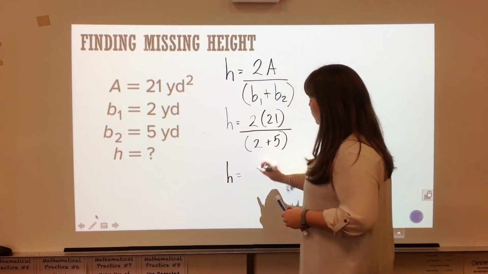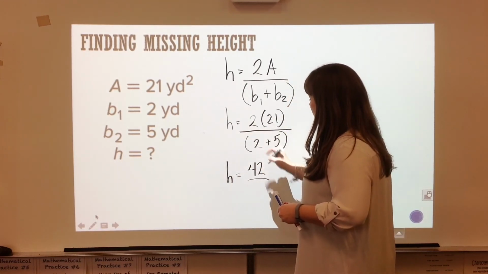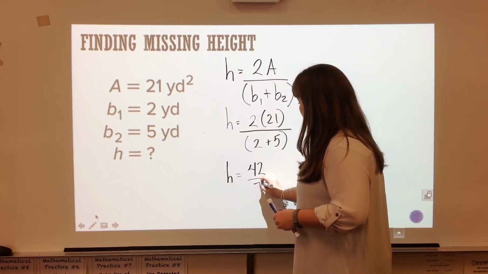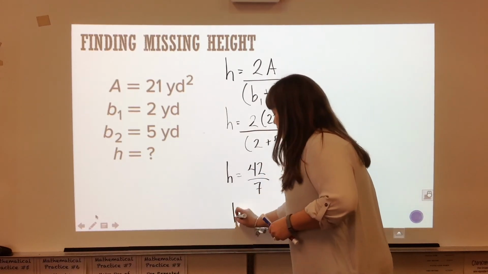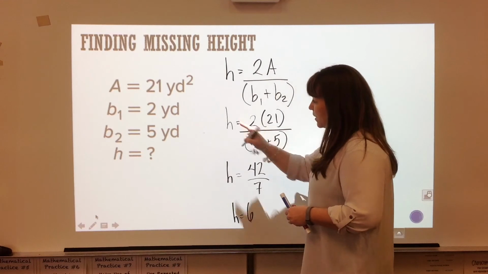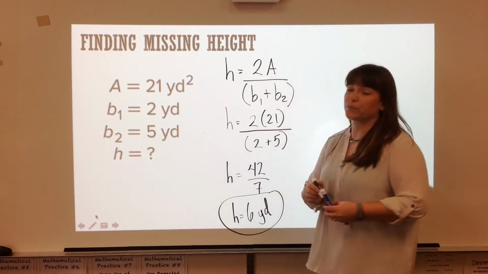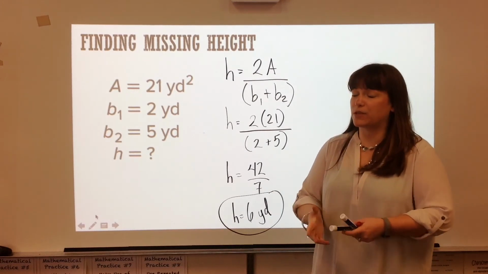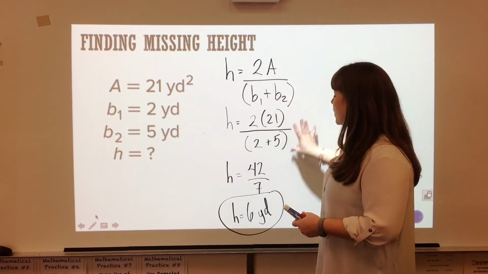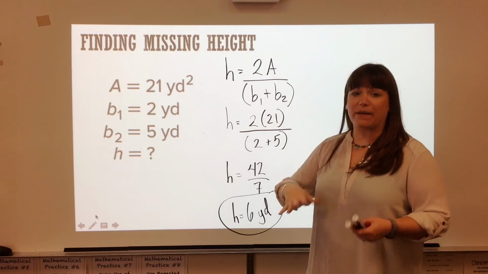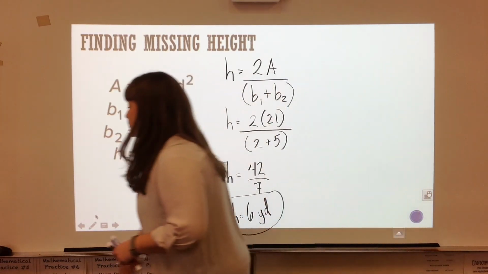So doubling 21 is 42. Adding 2 and 5 is 7. 42 divided by 7, we can do that in our head, is 6. Our unit is yards. There we go. You have one more to try. No picture, so just use the formula, pluck and plop and solve. Come back and see if you're right, and it will be done.